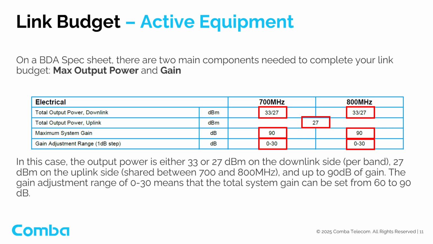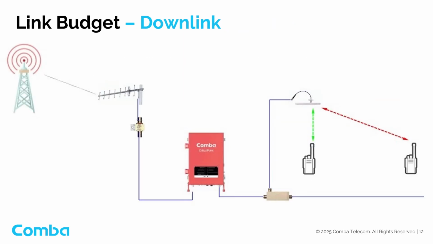In the example 700 and 800 MHz BDA datasheet shown on this slide, the downlink output power is either 33 dBm or 27 dBm per band, depending on the model. The uplink output power is shared between both bands and rated at 27 dBm. The BDA provides a maximum gain of 90 dB with an adjustable range of 0 to 30 dB, allowing a configurable total gain range of 60 to 90 dB.